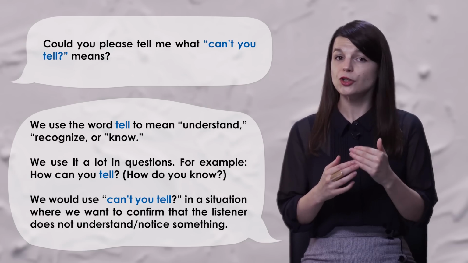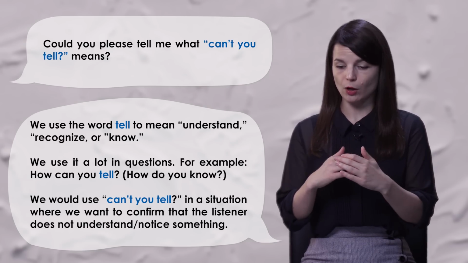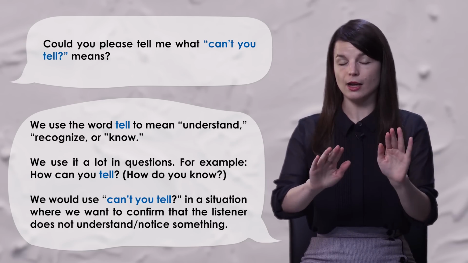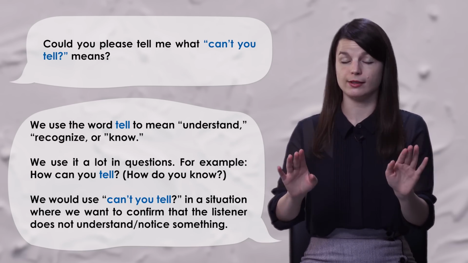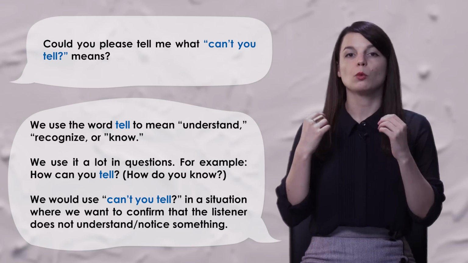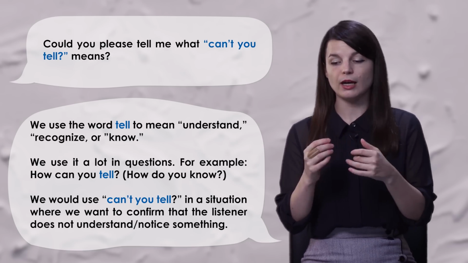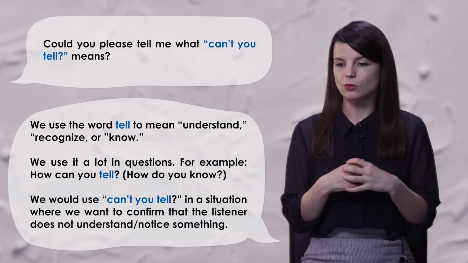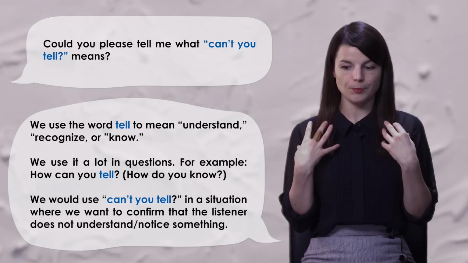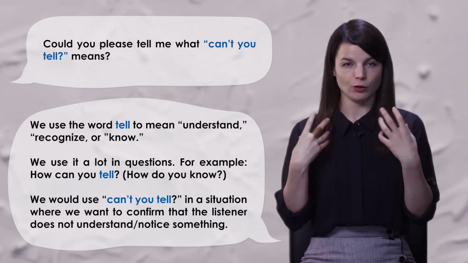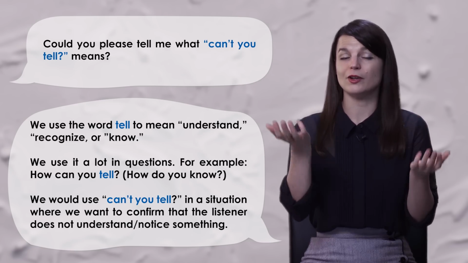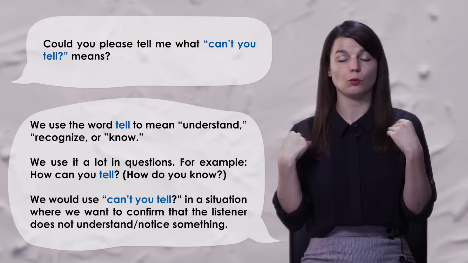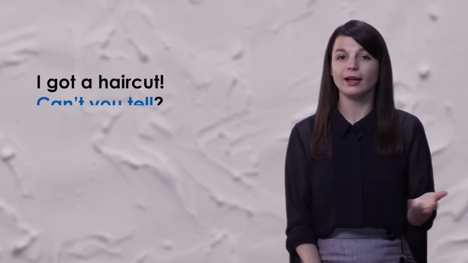We would use can't you tell in a situation where we're trying to confirm that the listener does not understand or does not notice something. Can't you tell? So we're using the negative can't because we're confirming. So we would use this in a situation where maybe the speaker has some change or there's something that they hope the listener notices, but maybe the listener does not notice and the speaker wants to confirm. For example, I got a haircut.